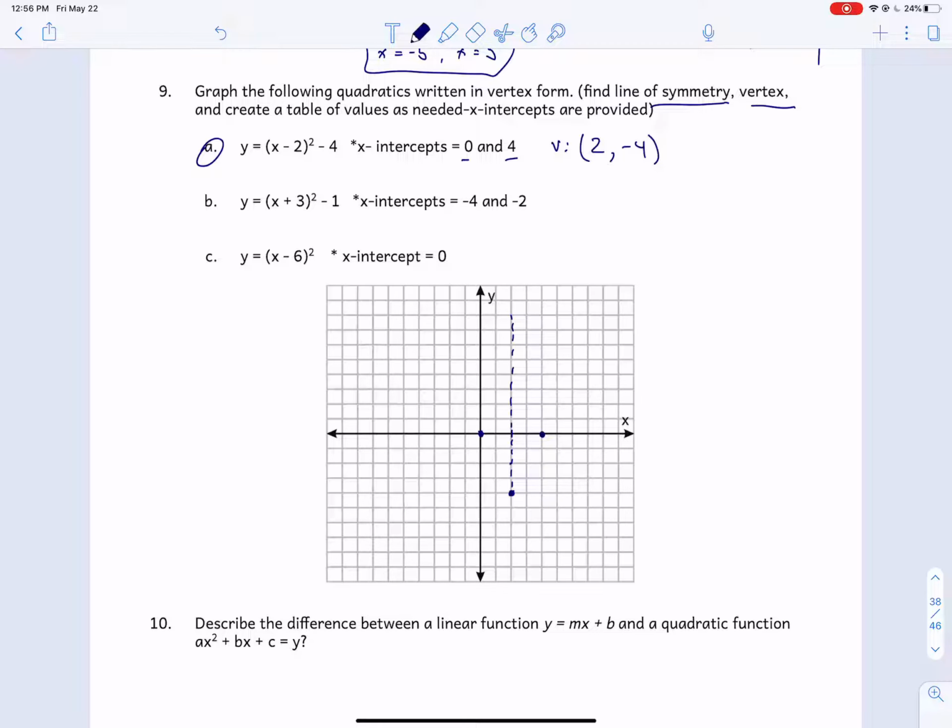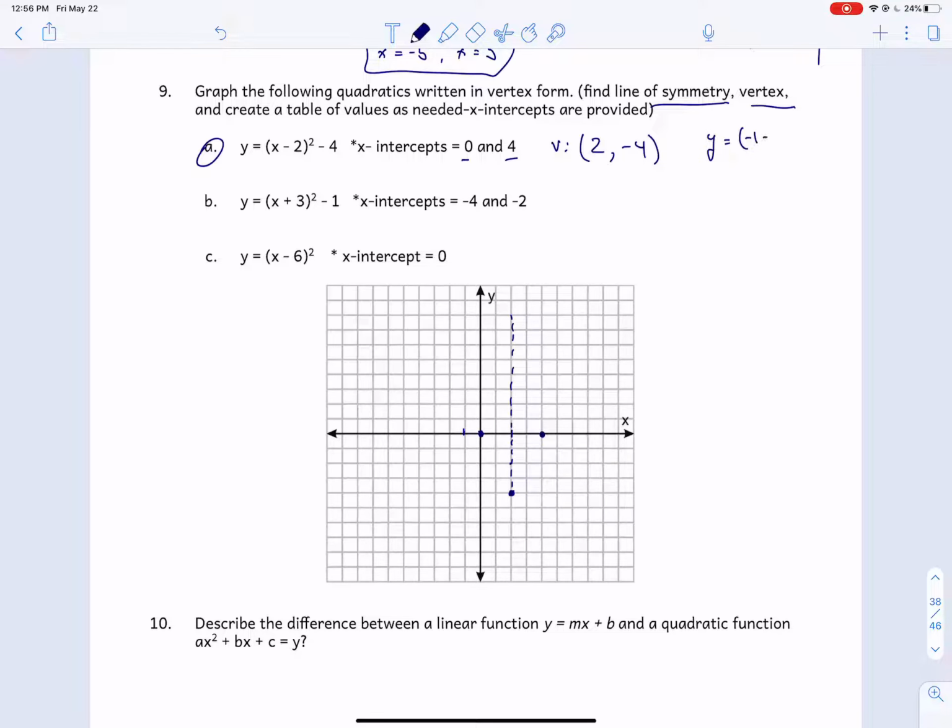So there's our vertex. We have the x-intercepts, and then we know it's opening up. We can already see that from the graph. So I need at least one more set of points. I want to try out here. So like x equals negative 1. So let's put a negative 1 in there.